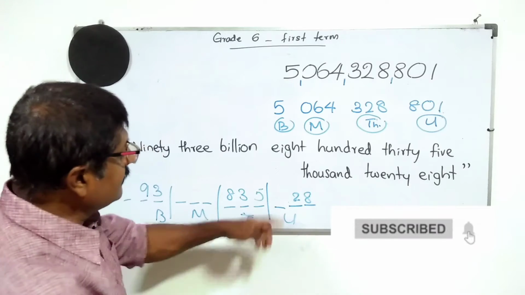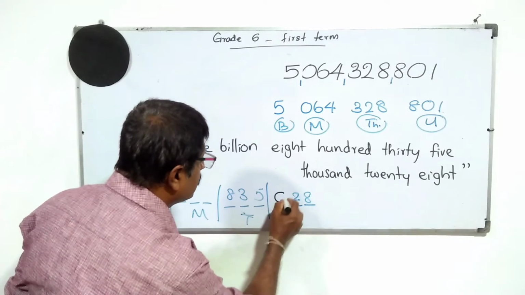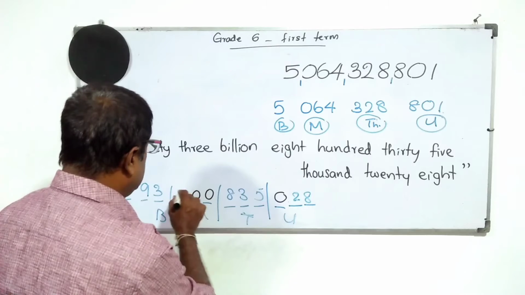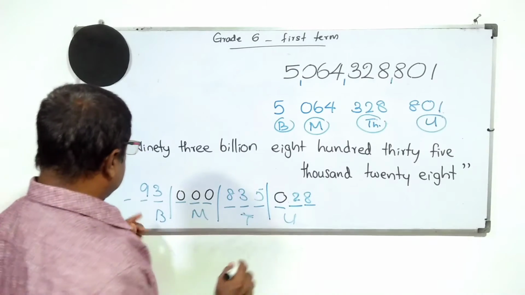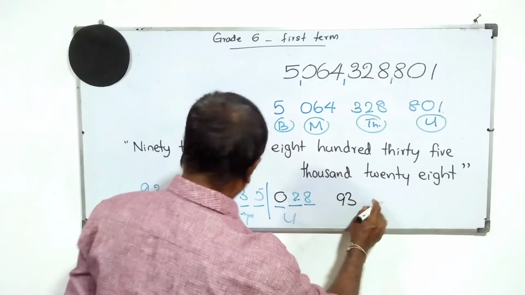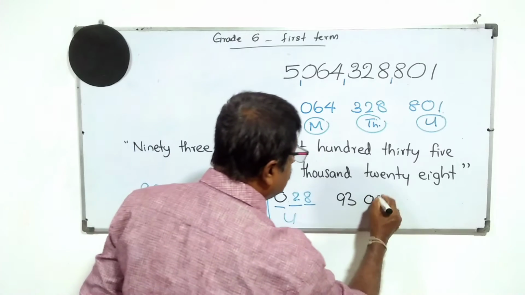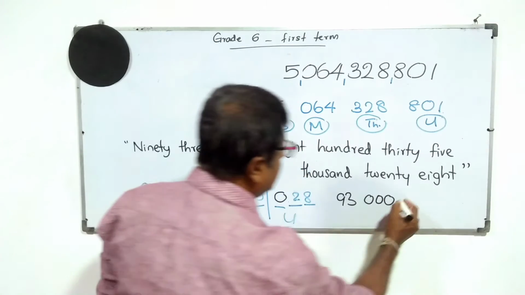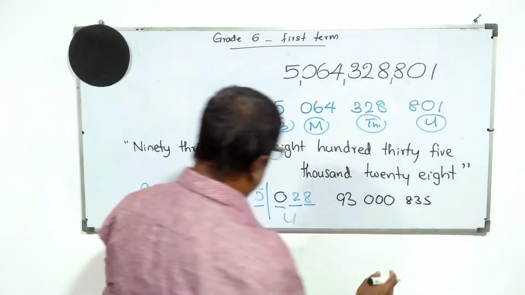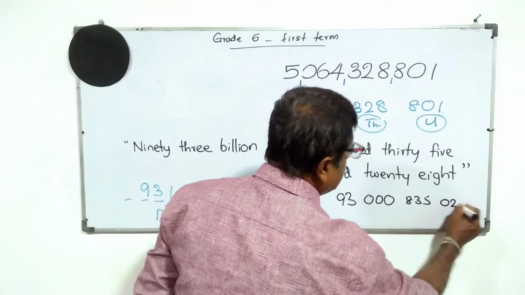Now, there are some gaps. Then put zeros like this. No millions. Then you can write the number. 93 space 000 space 835 space 028.